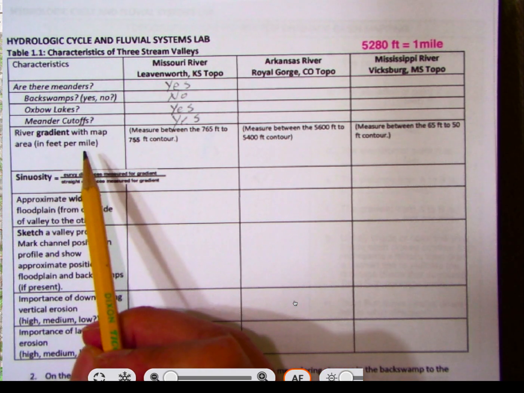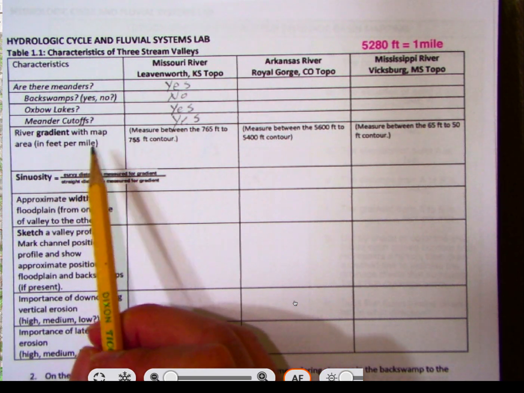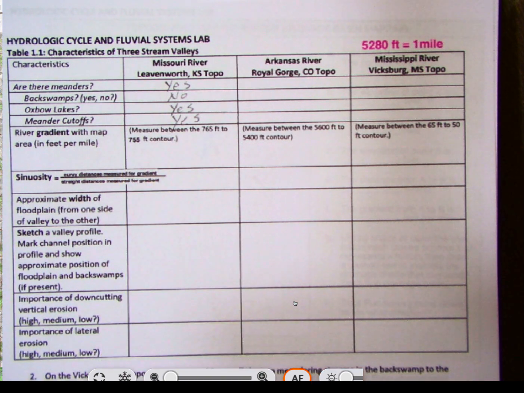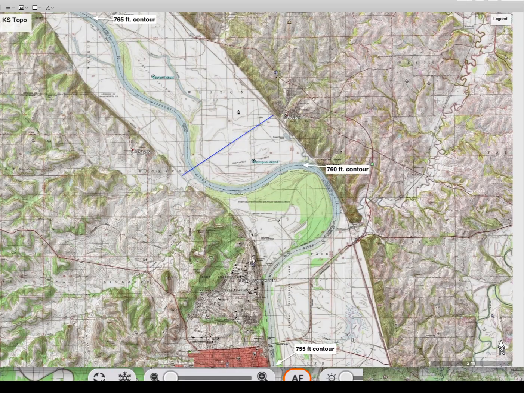Now for the gradient, we want to measure between the 765 foot and the 755 foot contour lines that I've outlined on the map here. You want to take your string and lay it across here and along its winding path all the way down to here. Then we'll stretch it out on this bar graph here and see how many miles it is. So I'll do this on my map here, and then you can compare it for your answers. So let me do that next.